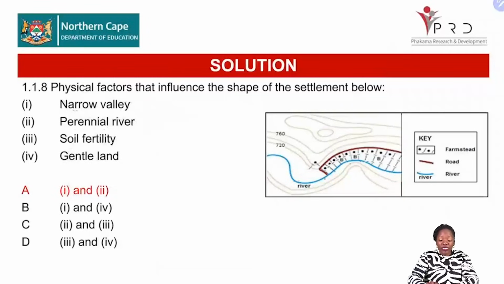Again, the question was asking about these 2 factors that can influence the shape. So you need to understand that the shape is going to be a linear shape. In order for this shape to take a line, it's because they are moving along with the river, and also the valley is becoming narrower.